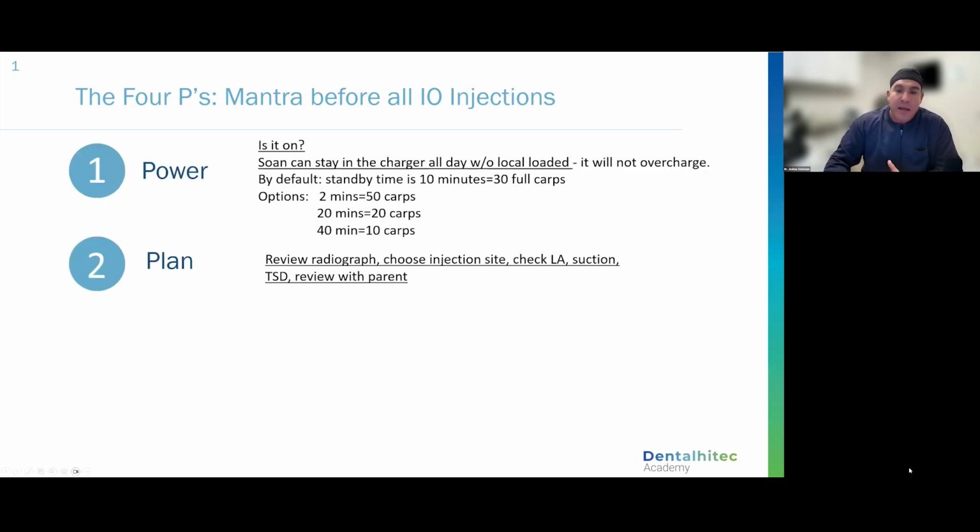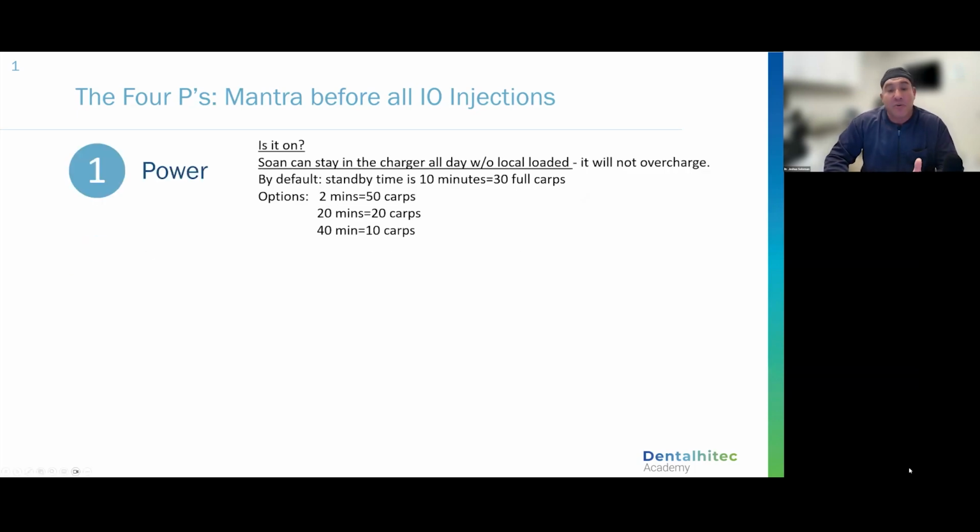Number one, when I sit down, I want to make sure the unit is on. It happens to me from time to time. If I don't pay attention, I go to give stage 1 and then I look down and the unit's not on. It's not great because then you've got to go back in the mouth. You've actually got to turn it on.